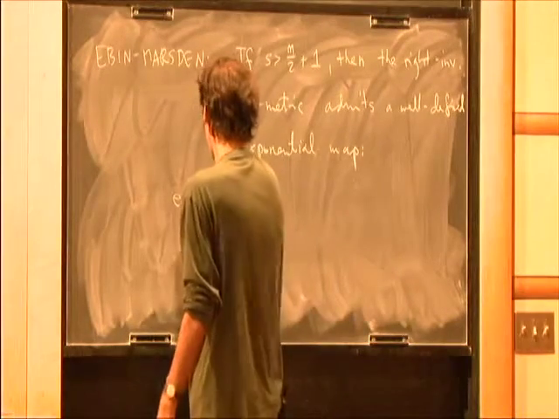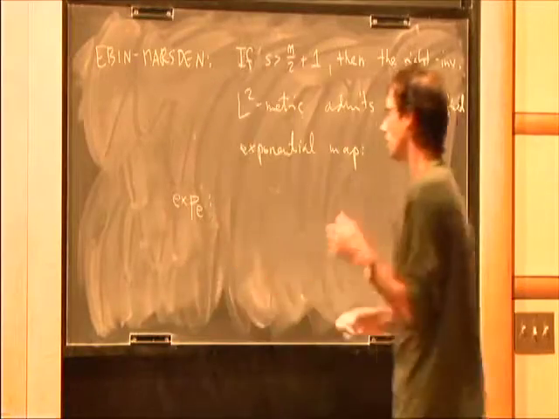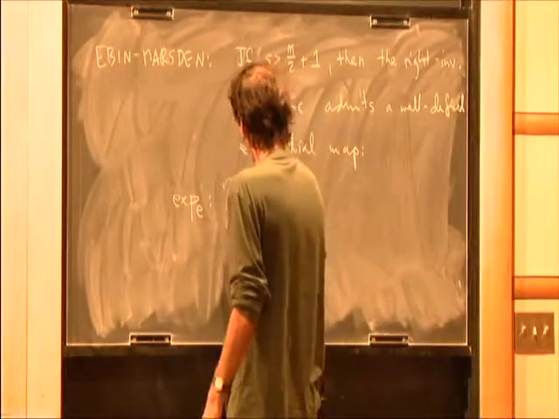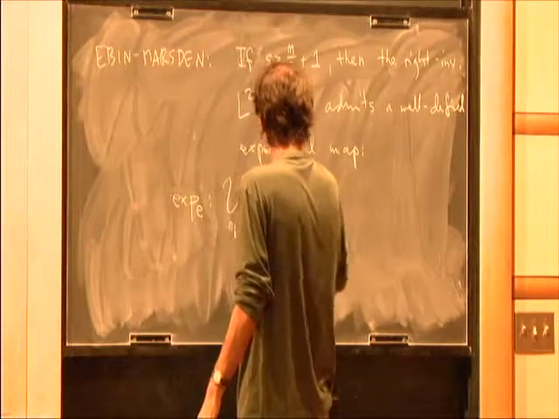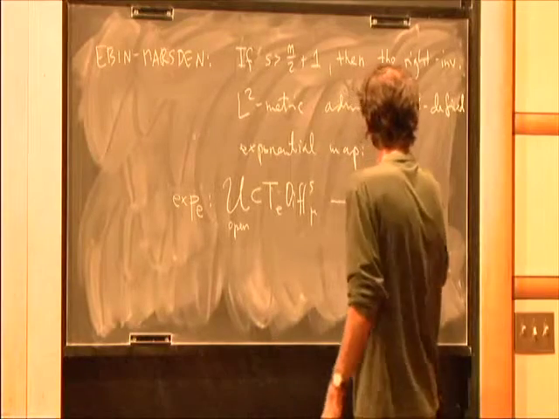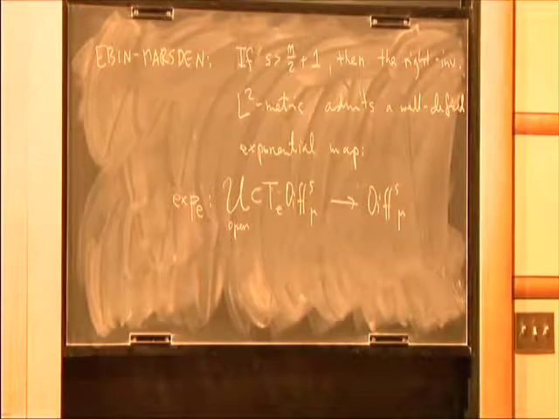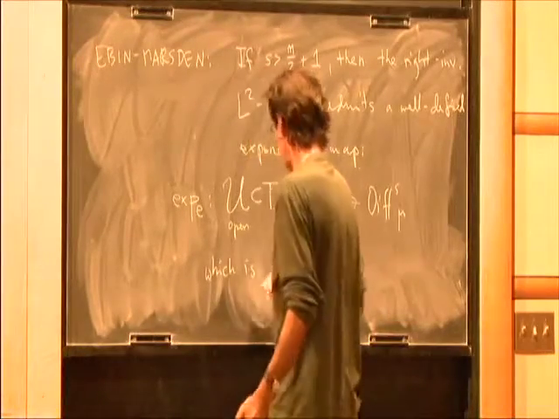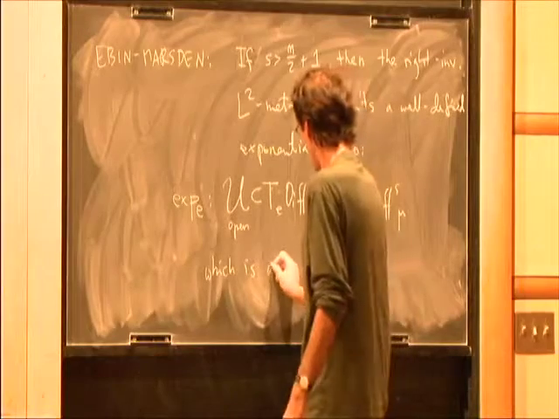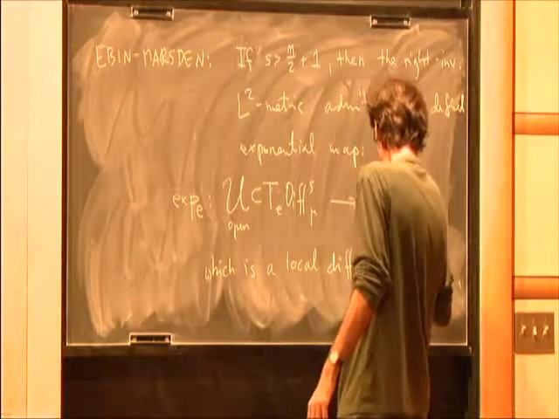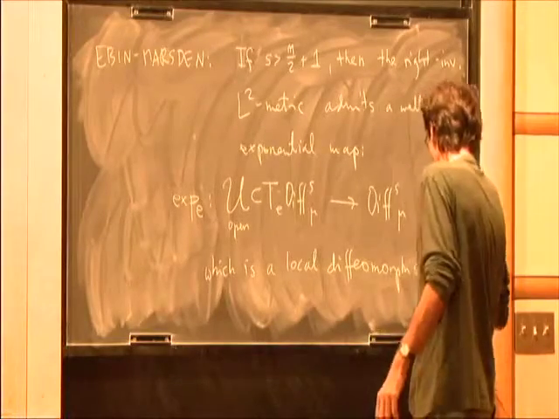Let me call it exp sub e, at the identity. It is defined on some open subset of the tangent space at the identity with values in the volumorphisms, which is a local diffeomorphism, which is, in fact, just as in finite dimensions, a local diffeomorphism.